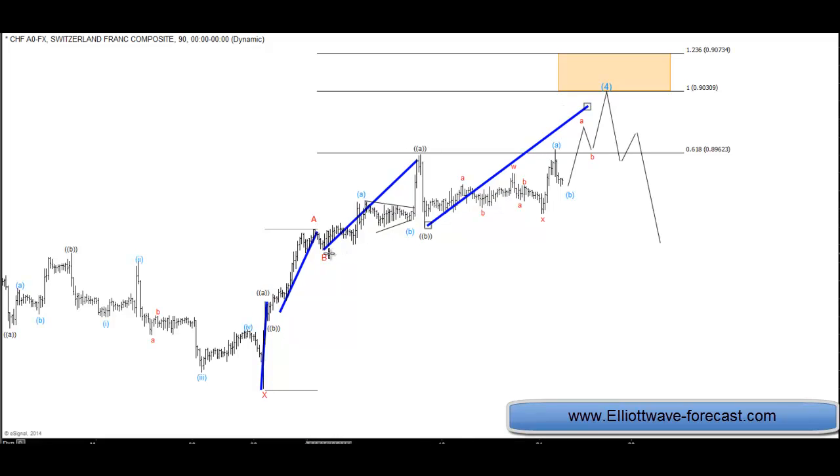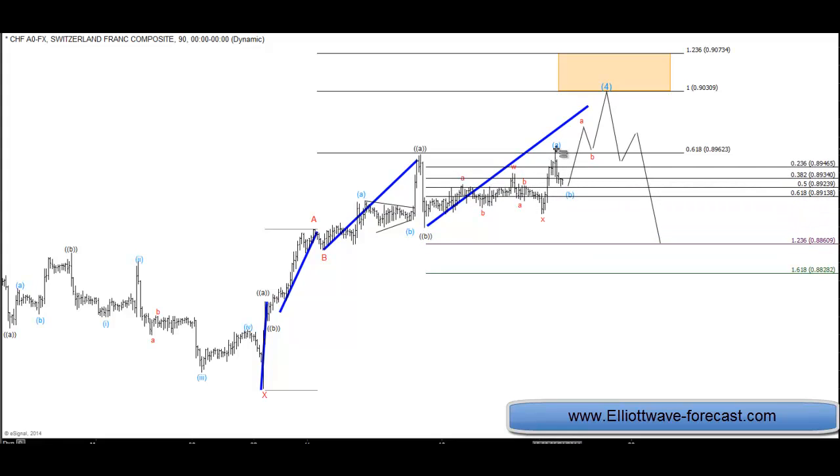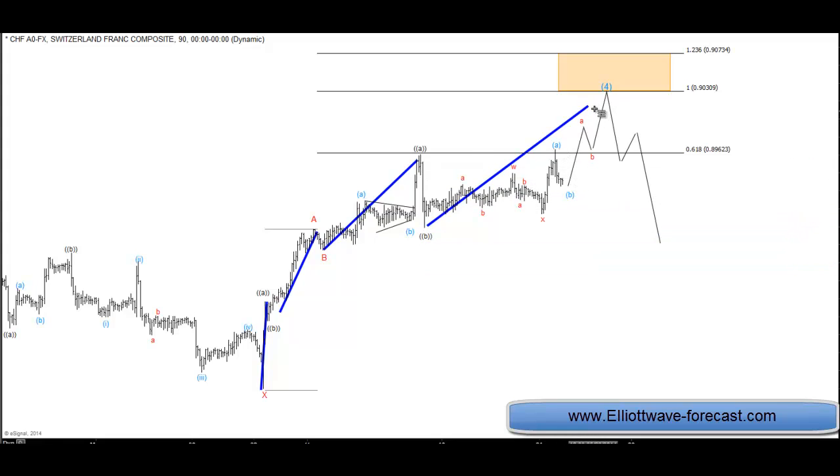Now from here we see 1, 2, 3, 4, and 5. This is telling me that most likely the structure is not completed, and after the pullback to around the 61.8 of this recovery that took place last week, which is more or less where we are right now, we're going to see a final push in the swags that is going to take us to this area over here, in other words, to the orange box again.